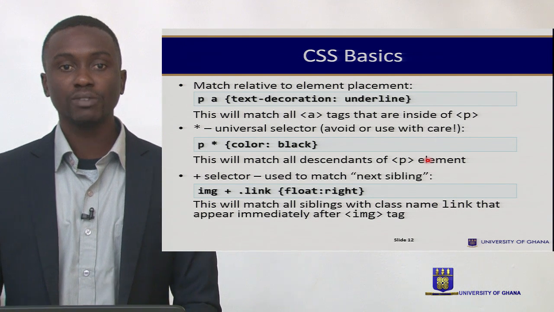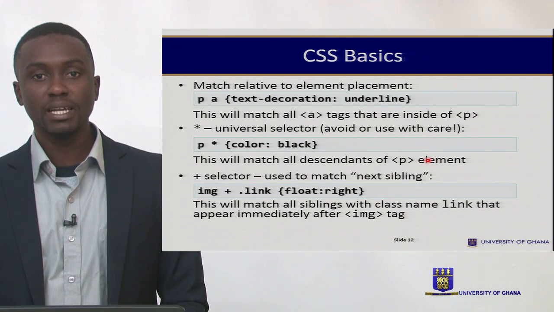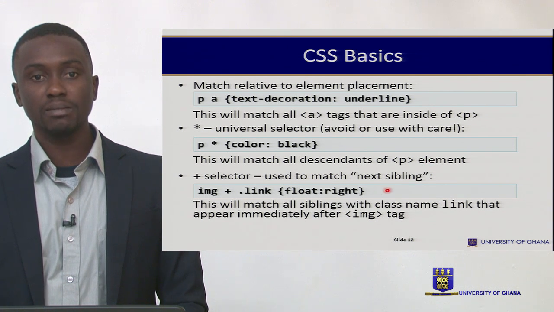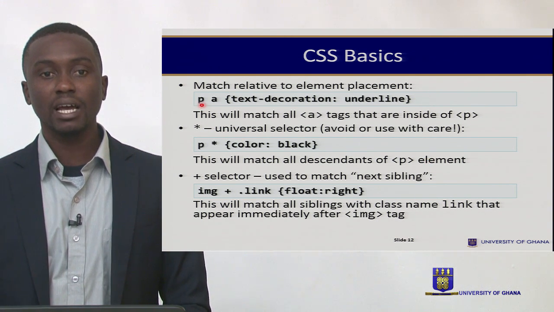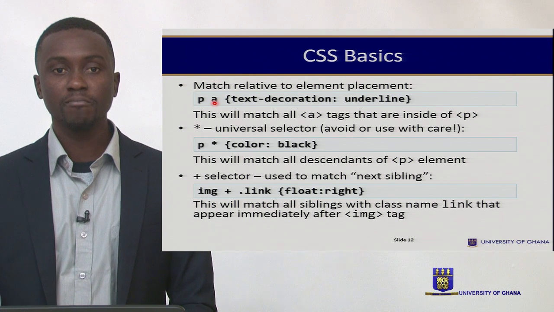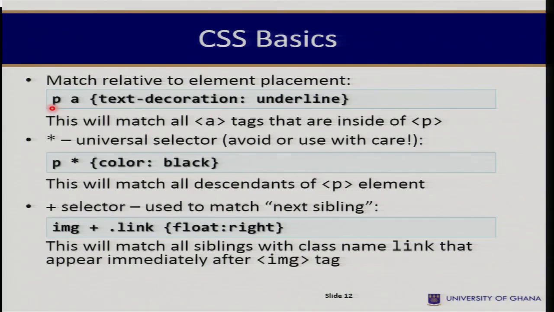Now you can also match relative to element placement. So relative to element placement, you can have something like a P and an A. The P is the paragraph tag, the A is the anchor tag, and this affects the text, decoration, and the line. So we have the same. If you want all elements under the P tag to be affected by color black, you use this.